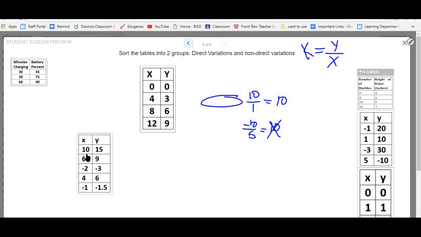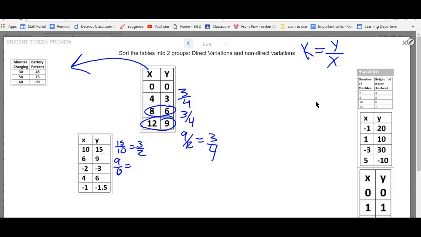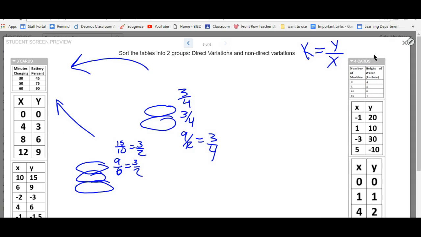I got two more really quick. Speed up while everyone's trying to come in the door. y over x. 3 over 4. 6 over 8 reduces to 3/4. 9 over 12 reduces to 3/4. And this is a direct variation. Same thing here. 15 over 10 is 3 over 2. 9 over 6 is 3 over 2. If you keep dividing these, 3 over 2, 3 over 2, this is a direct variation. So put that here, and here are the answers.